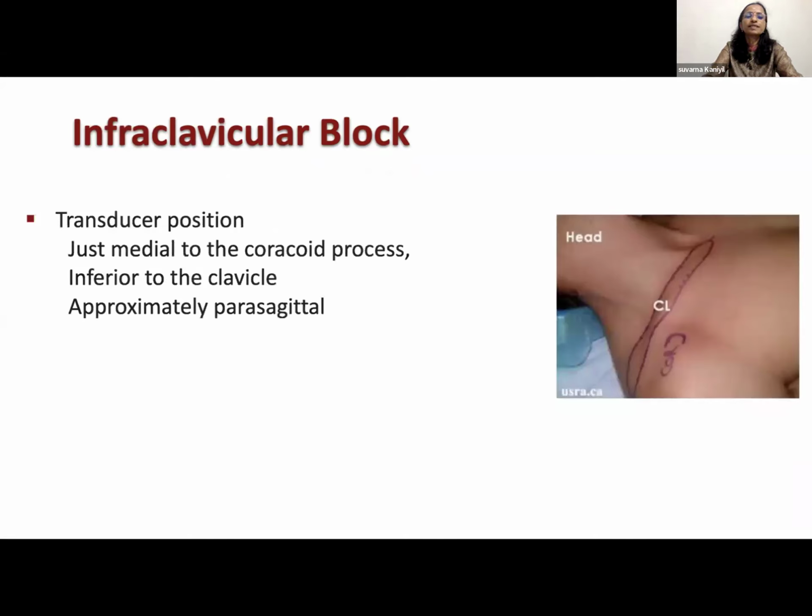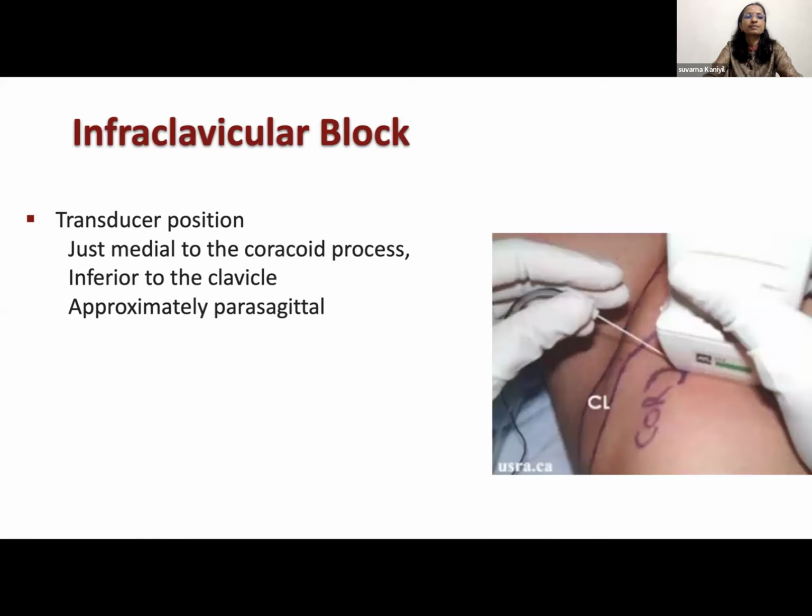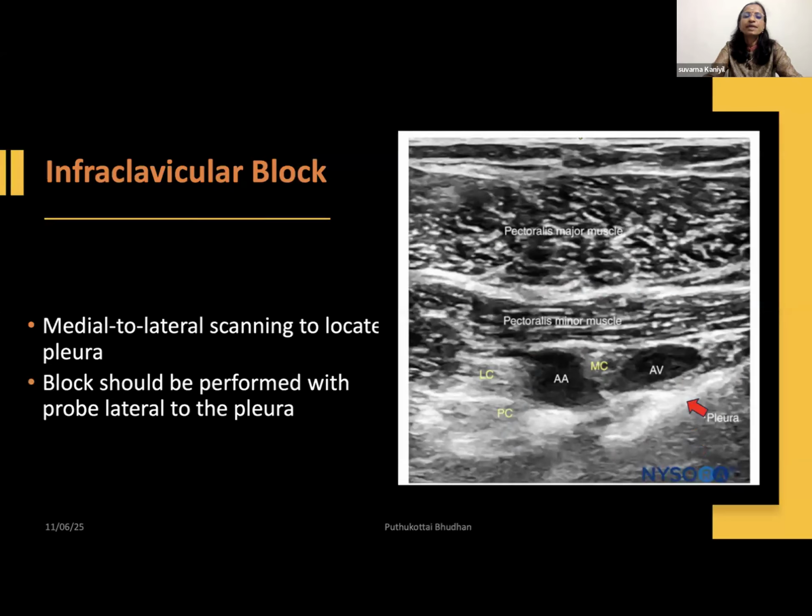Transducer is usually placed just medial to the coracoid process and inferior to the clavicle in an approximately parasagittal plane. You can scan from medial to lateral to locate the pleura because you should avoid the pleura. So you place it in a parasagittal plane just medial to the coracoid process and scan from lateral to medial. You can identify the pleura. In this red arrow, the bright white glistening structure is the pleura. So you should place the block with the probe lateral to the pleura.